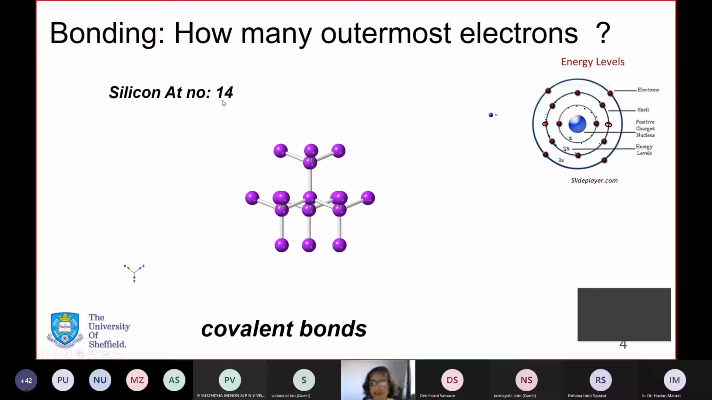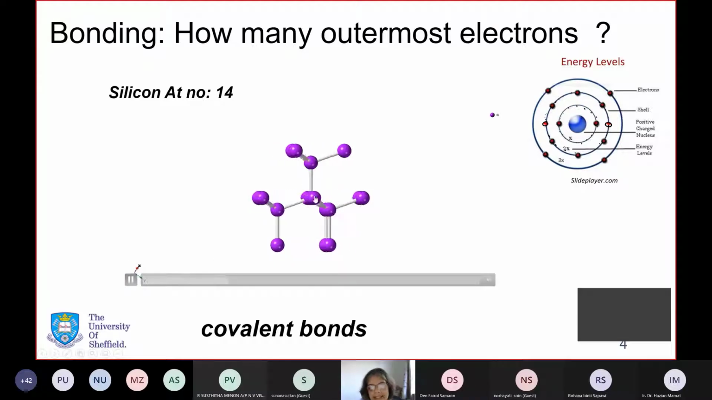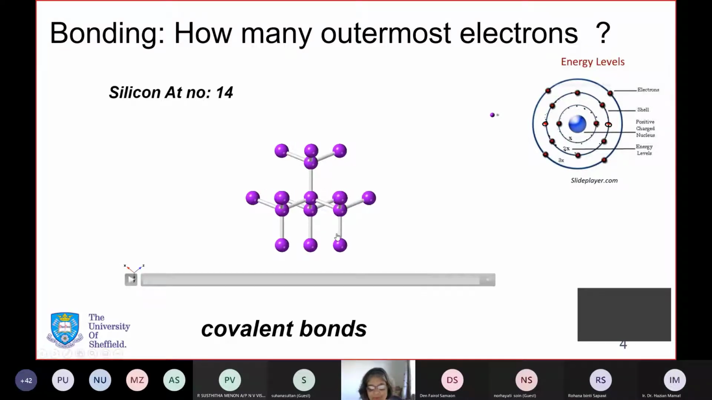Now, silicon has an atomic number of 14, and we can ignore the 10 electrons which are present in closed shells. We are just left with the 4 outermost electrons which dictate the properties of the material. And by sharing these electrons with 4 neighboring atoms in a tetrahedral configuration, we are able to see that each silicon then has 8 electrons in its outermost orbit.